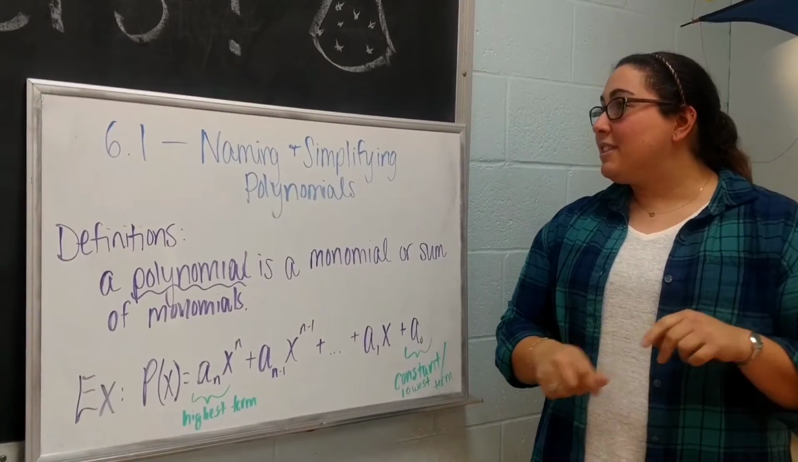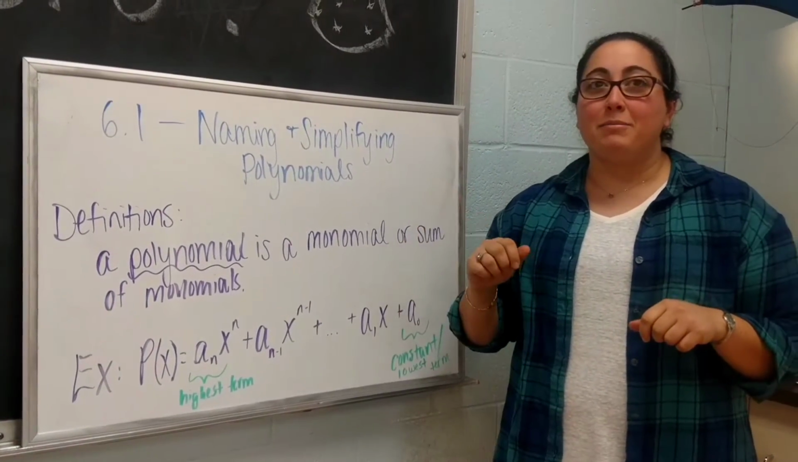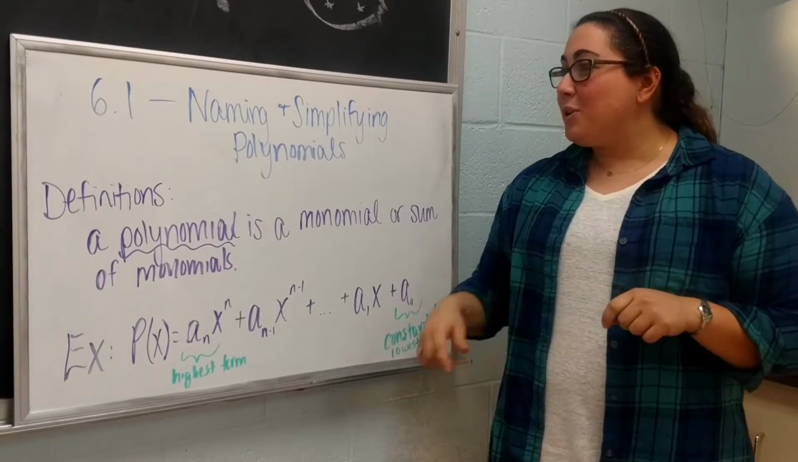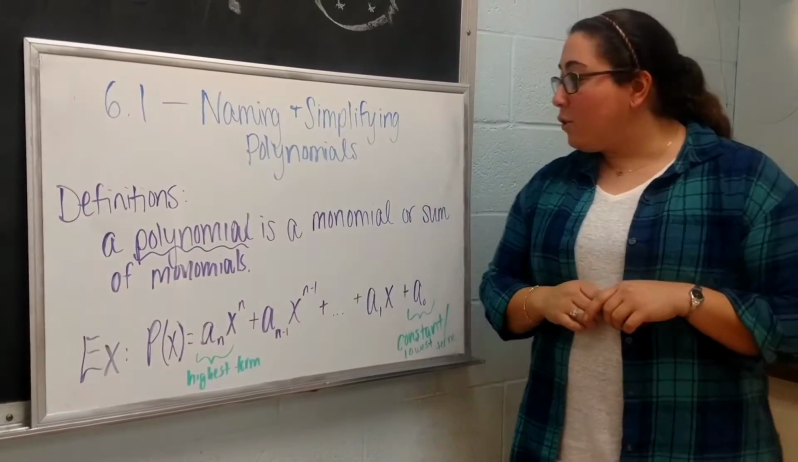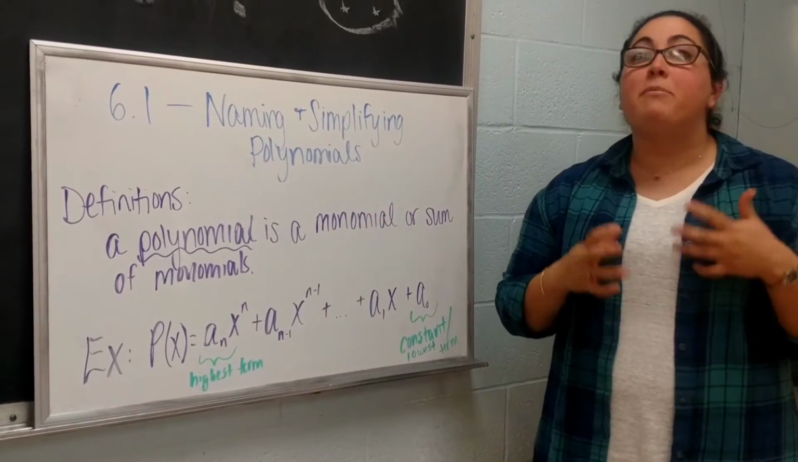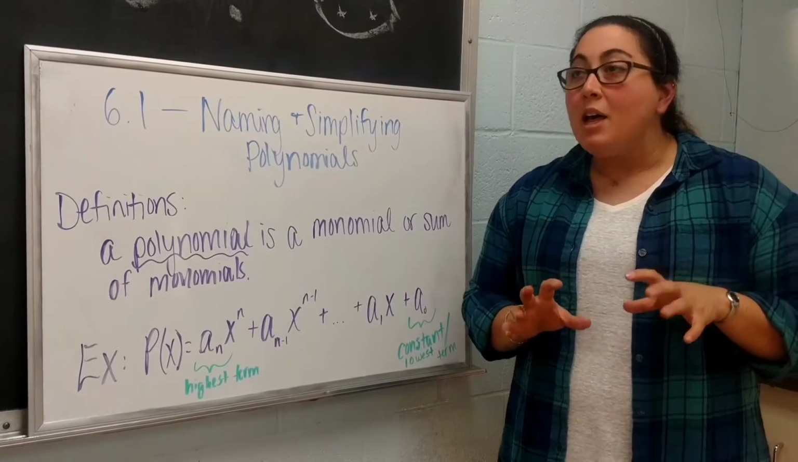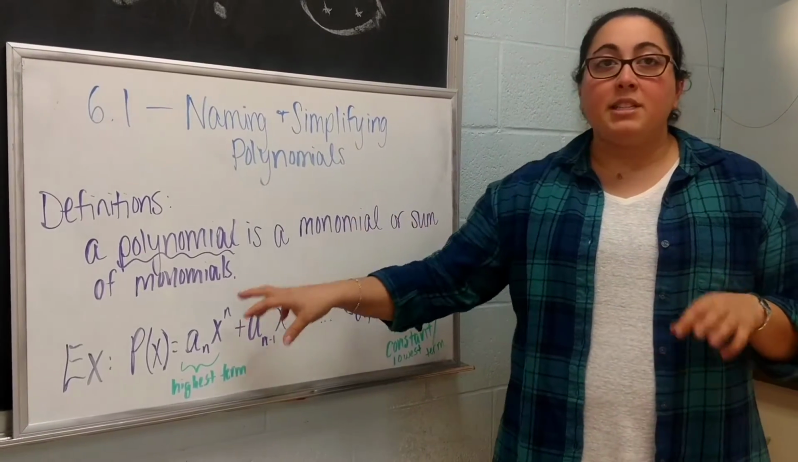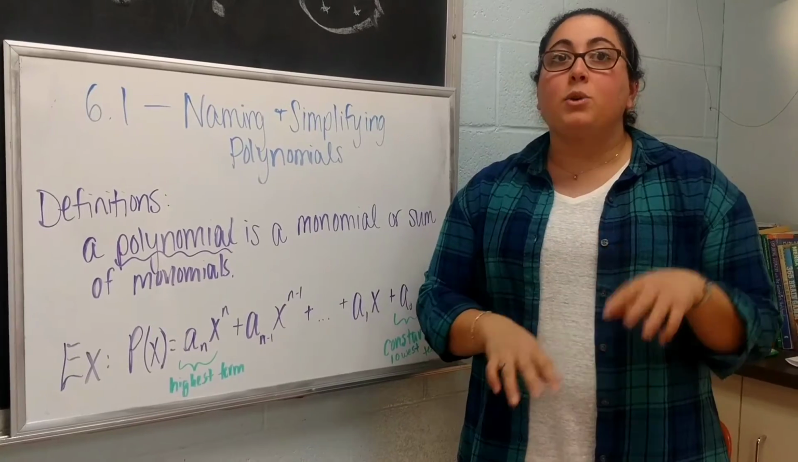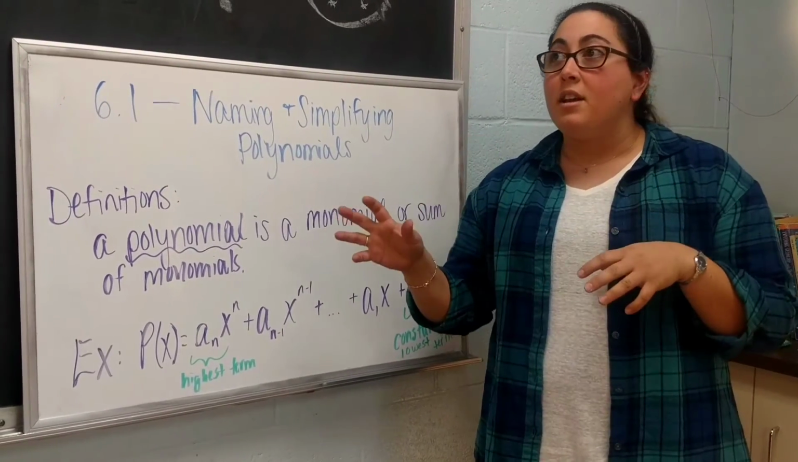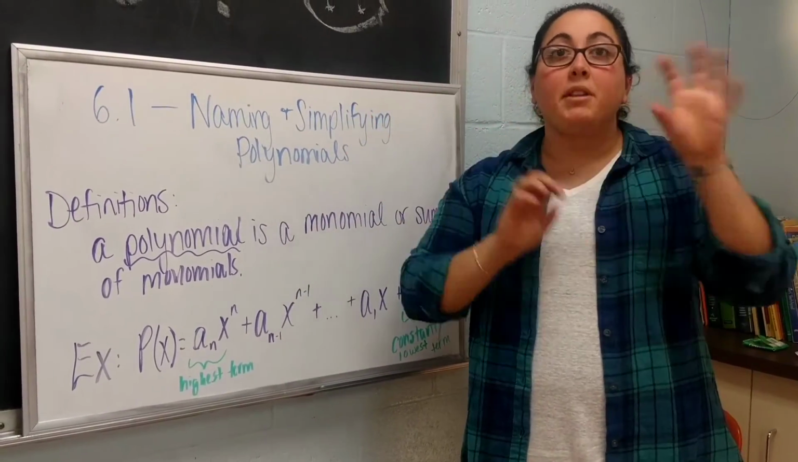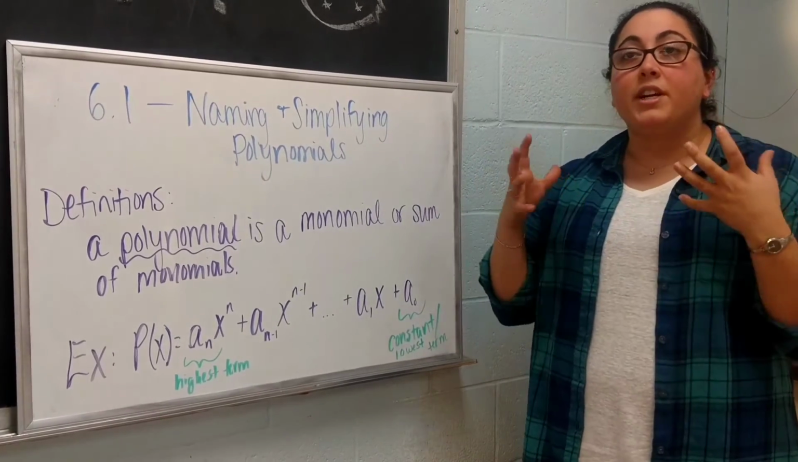So today we're going to be discussing naming and simplifying polynomials. As far as our definitions go, a polynomial is a monomial or sum of monomials. I know that sounds like a lot, but you know that a monomial is a single term, like 5x or 3x squared or 7x cubed. Each of those separately are considered to be monomials.